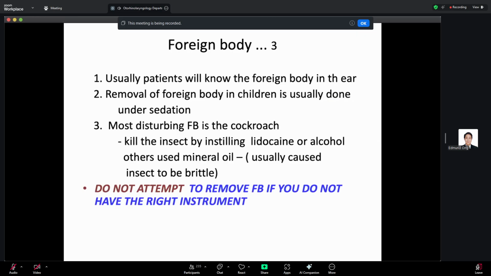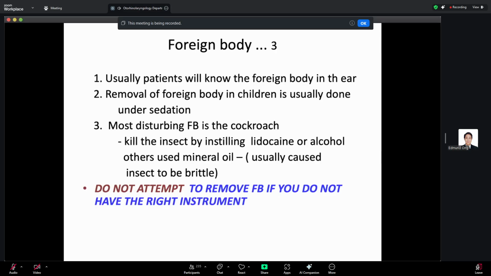Okay, so if it's a cockroach, kill the insect by instilling lidocaine or alcohol. Me, I use mineral oil because of the viscosity of the oil. Actually, it lessens the movement of the cockroach or the insect, unlike with water alone or even lidocaine. Actually, lidocaine is oil based.